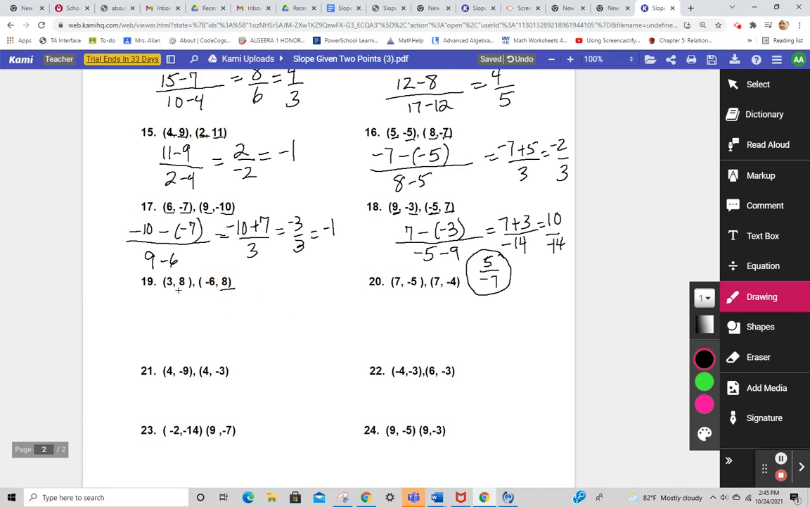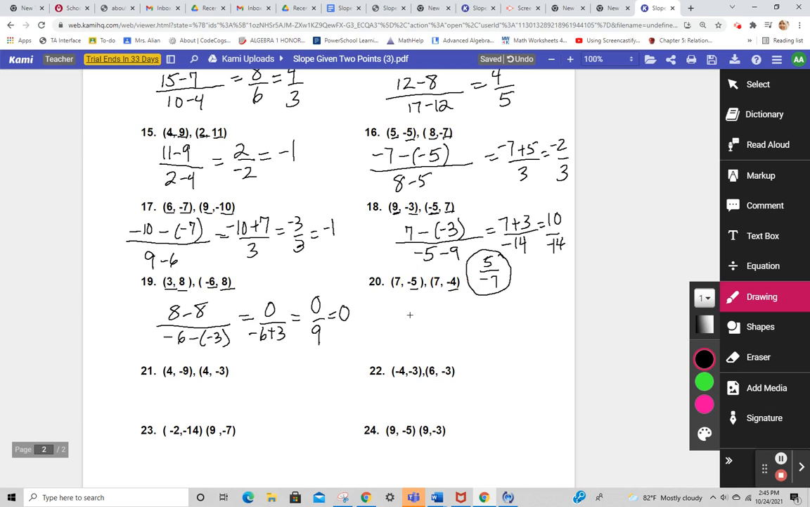Y sub 2 minus y sub 1 all over x sub 2 minus x sub 1. Use parentheses when you're subtracting a negative number. Well, 8 minus 8 is 0, and this is negative 6 plus 3, so that's 0 over 9, which means the slope is 0. Okay, that means this is a horizontal line, because the slope of a horizontal line is 0. Let's go to the next one.